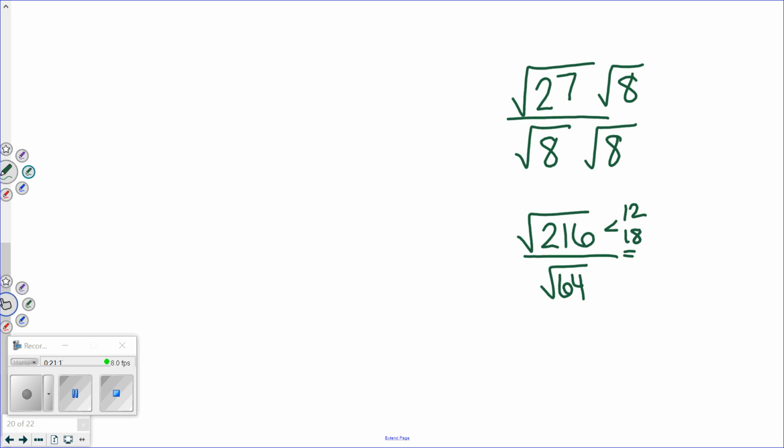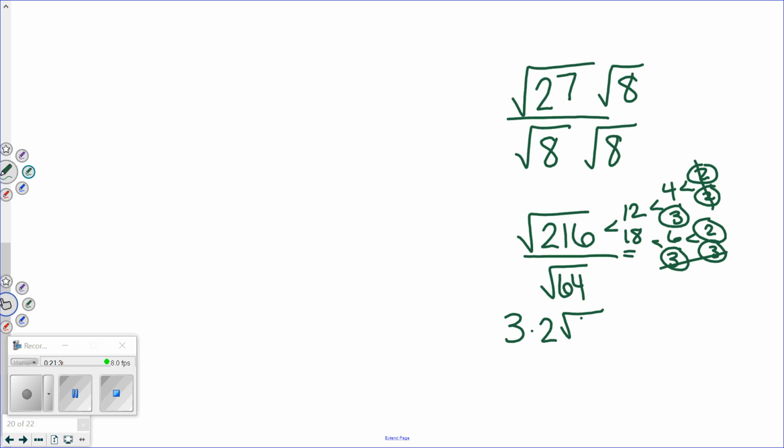12 and 18. All right, so 4 and 3. 2 and 2. 6 and 3. 2 and 3. Do you see already how much more work this is? Okay, so I got a pair of 3s. I got a pair of 2s. I have a single 6. So that's 6 radical 6. On the bottom, radical 64 is 8.